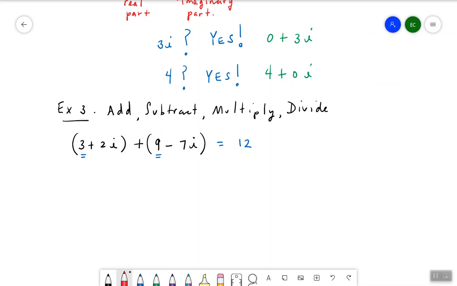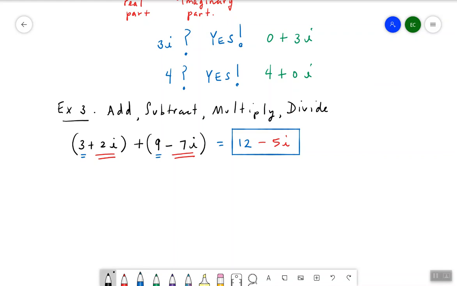And then we're going to combine the imaginary parts. The plus 2i minus 7i gives us minus 5i. 2 minus 7 is negative 5. And then our answer is 12 minus 5i. So really all we did was combine like terms. 3 plus 9 makes 12. 2i minus 7i makes minus 5i.